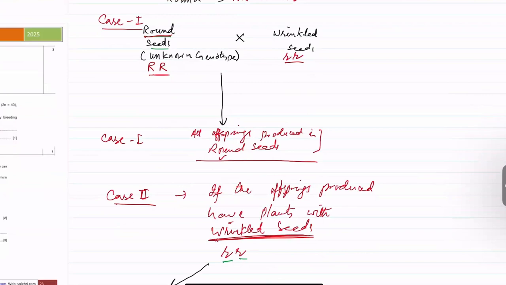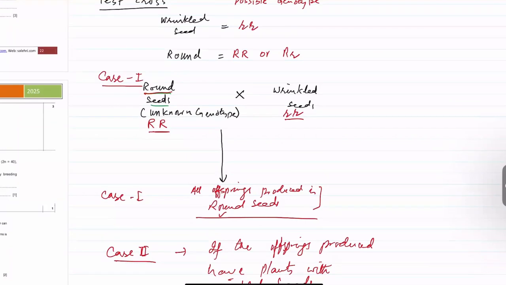determine the genotype in an individual. Such a cross of an individual of an unknown genotype with a homozygous recessive is known as a test cross. Okay, so how do we define a test cross?